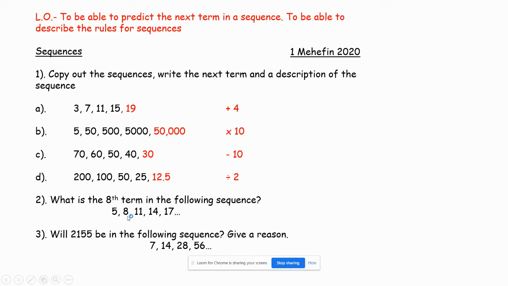So what's happening? Plus 3, plus 3, plus 3, plus 3. Plus another 3 will be 20. Plus another 3 will be 23. And the last one's going to be 26. So the answer is 26, what we're looking for.